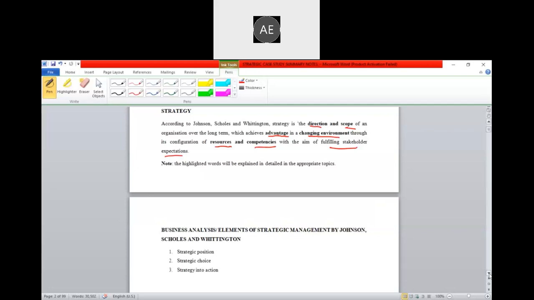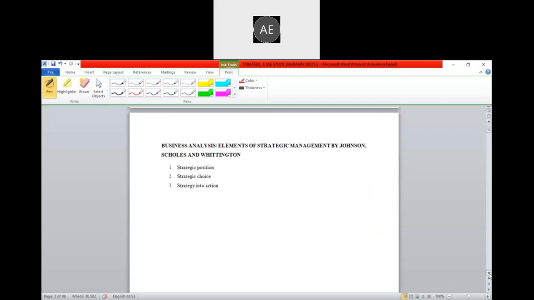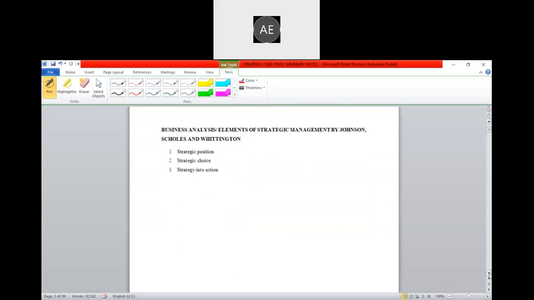According to Johnson, Scholes, and Whittington, there are three forms of analysis in analyzing a business. If you want to know a company very well, if you want to get a good strategy for a company, you have to undertake business analysis. These are the elements of business analysis. The first one is strategic position analysis. So in knowing a company very well, we have to know the position of the company with regard to certain issues. So we go through them.